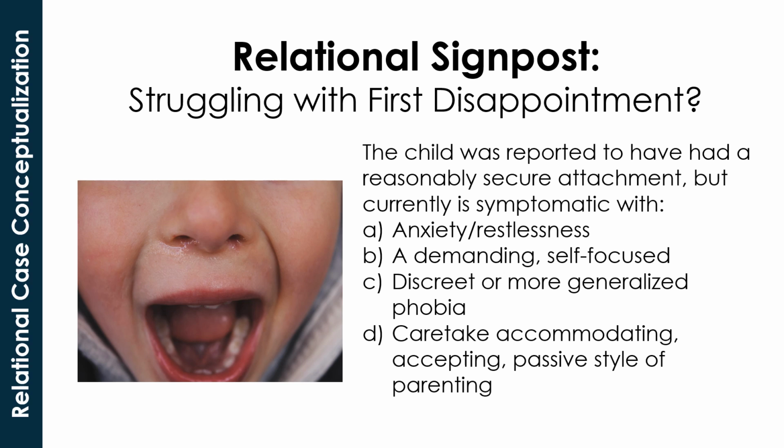So we're talking about working through the disappointment, what can be thought of as the first disappointment, where the child really wants something, wants to have control over something, and they're not able to have access to that in the way that they want. The child was reported to have had a reasonably secure attachment, but currently is symptomatic, with anxiety and restlessness, a demanding, self-focused approach to living.